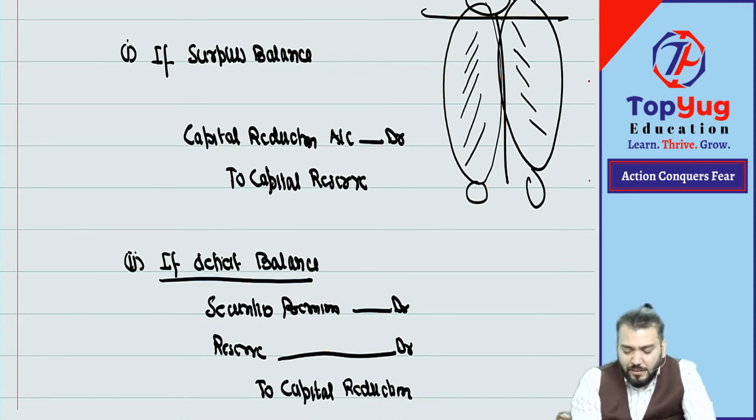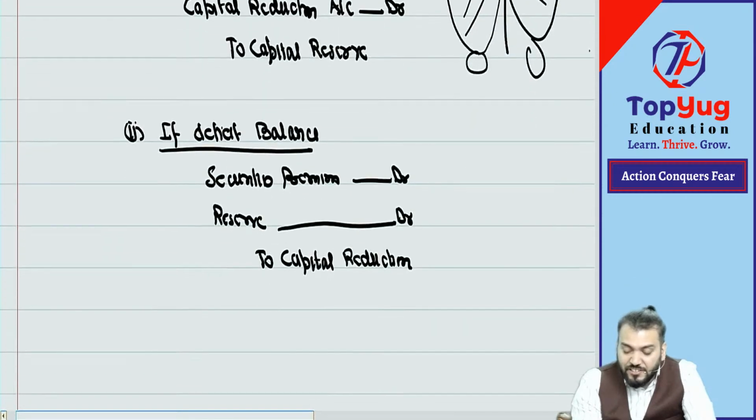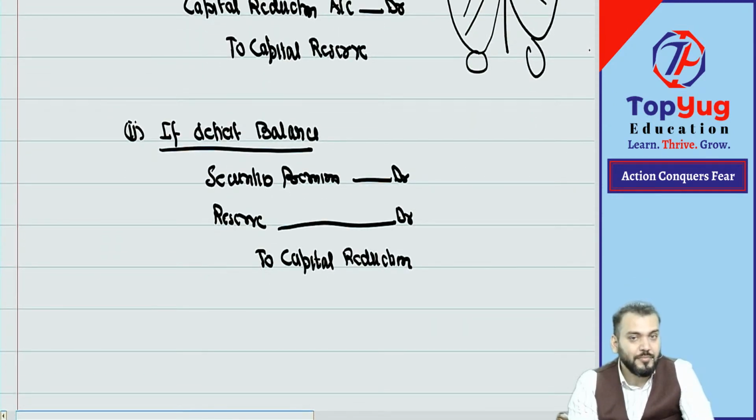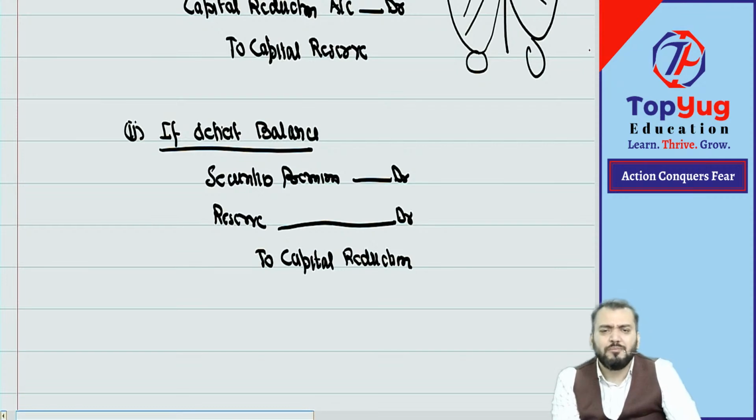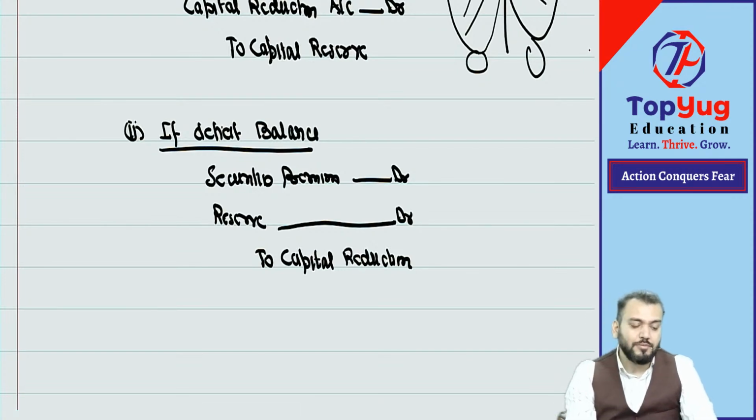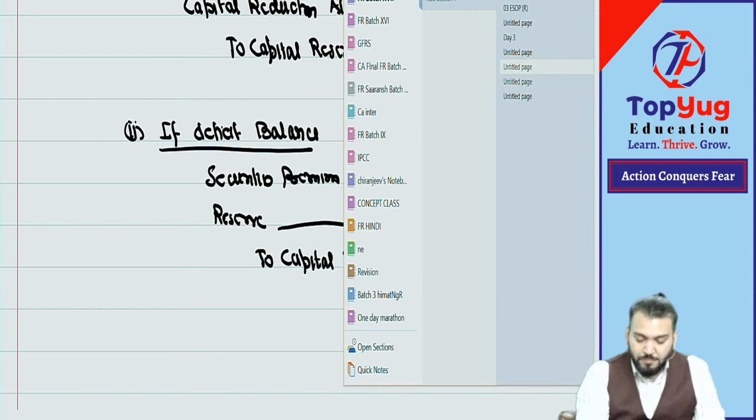So this is only when such circumstances arise in the question. You will be able to understand by preparing which account? Capital reduction account. This much we have done.